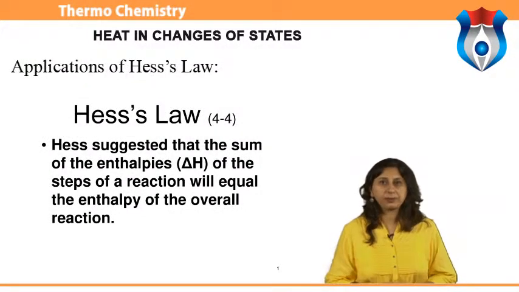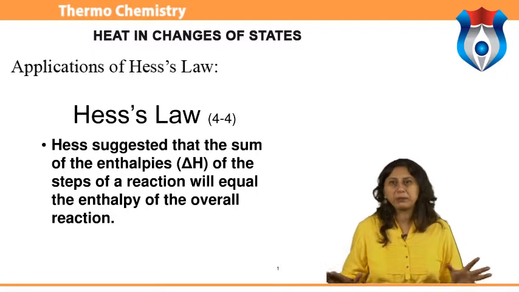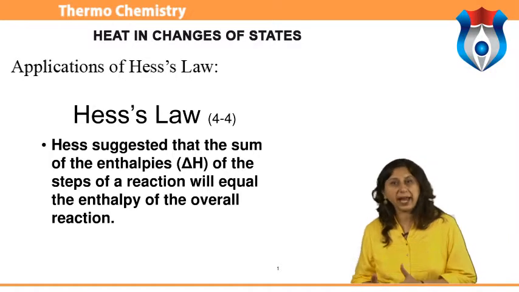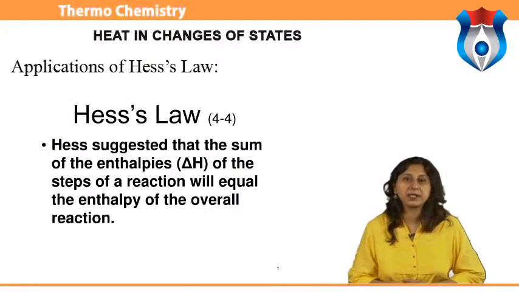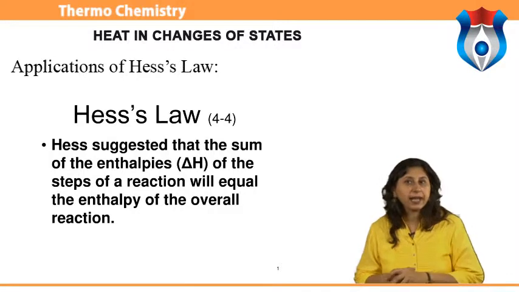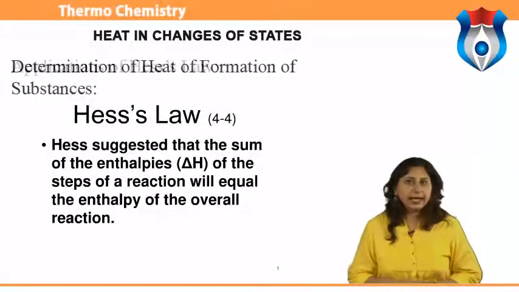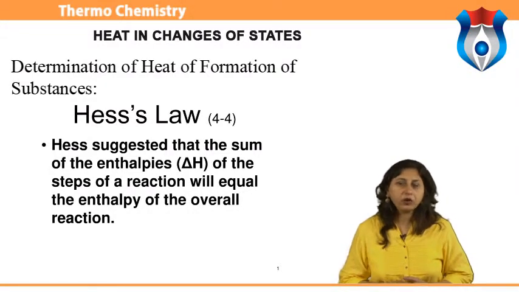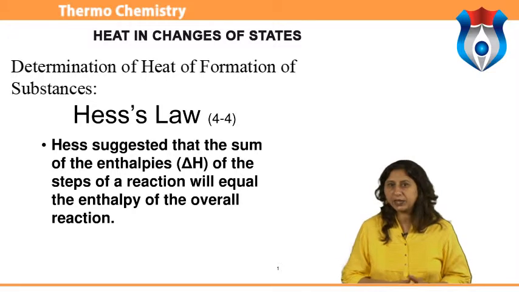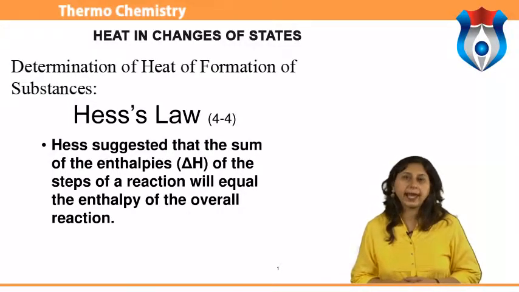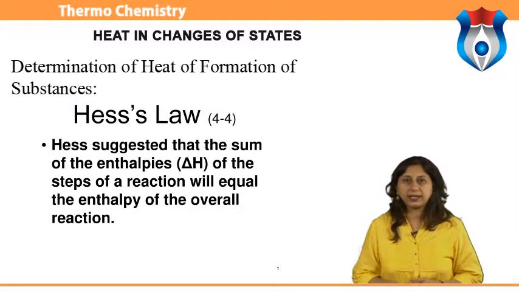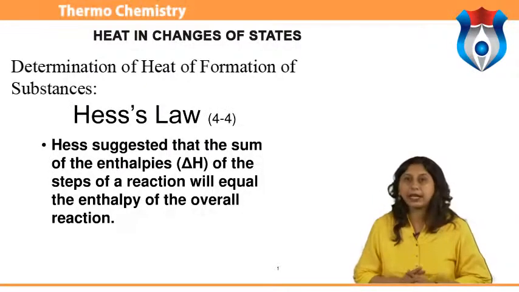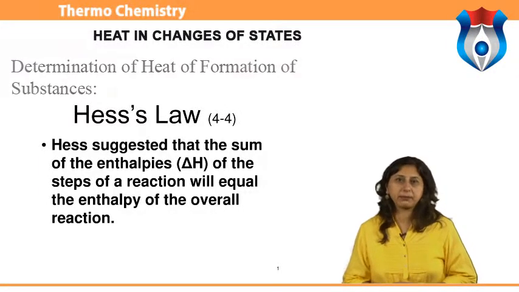Applications of Hess's law. Hess's law has several important practical applications for determining heats of formation, heats of reaction, and heats of transition of substances, which cannot be measured directly by experiments. Determination of heat of formation of substances. The law of constant heat summation is conveniently used as an alternative procedure to calculate the heat of formation, delta Hf, of those substances for which heat of formation cannot be determined by direct experiments.